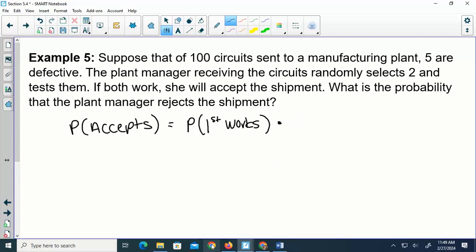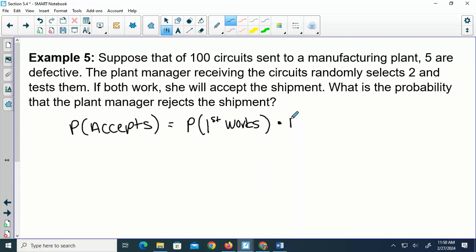We have 100 circuits, and there are 5 bad ones in my box. Okay, so if I take out a good one and set it to the side, is it a different probability that I'll draw a good one the next time? Yes, because there's no longer the same number to choose from. I didn't pick it up, look at it, and stick it back in. I set it off to the side.